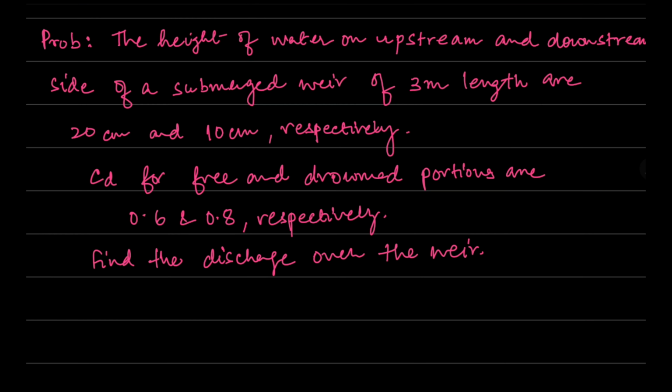Now we will take a problem on the submerged weir. So the problem says that the height of the water on the upstream and downstream side of a submerged weir of 3 meter length are 20 centimeter and 10 centimeter respectively, and coefficient of discharge for the free and drowned portions are 0.6 and 0.8 respectively. So we need to find out the discharge over the weir. So let's go for the solution of this problem.